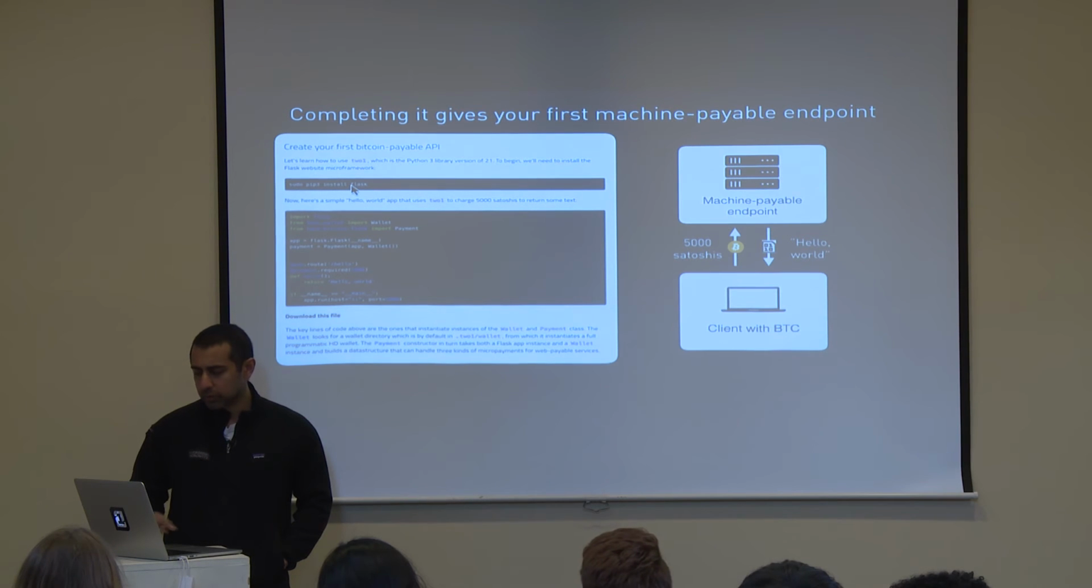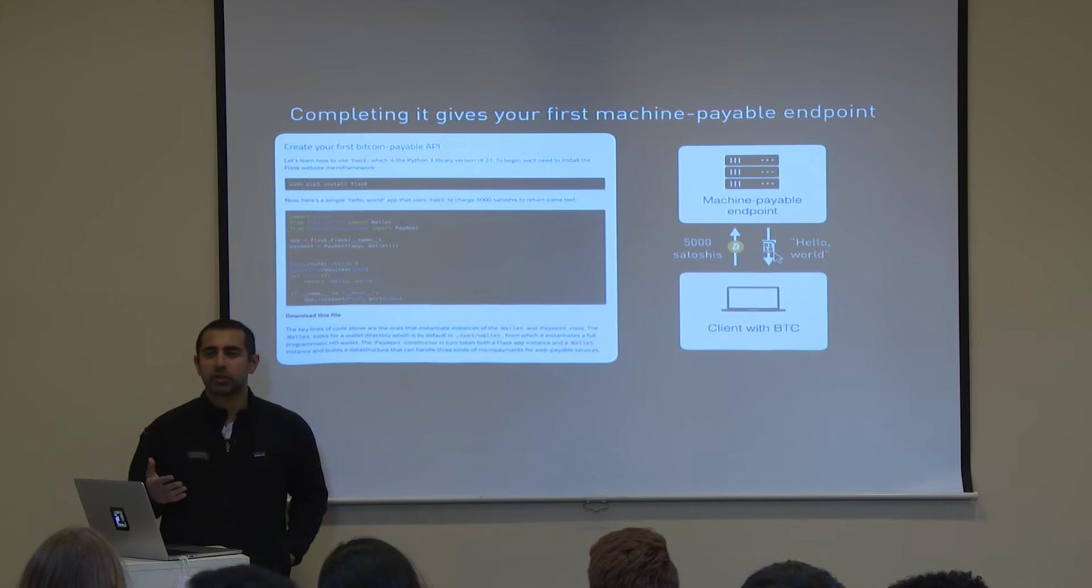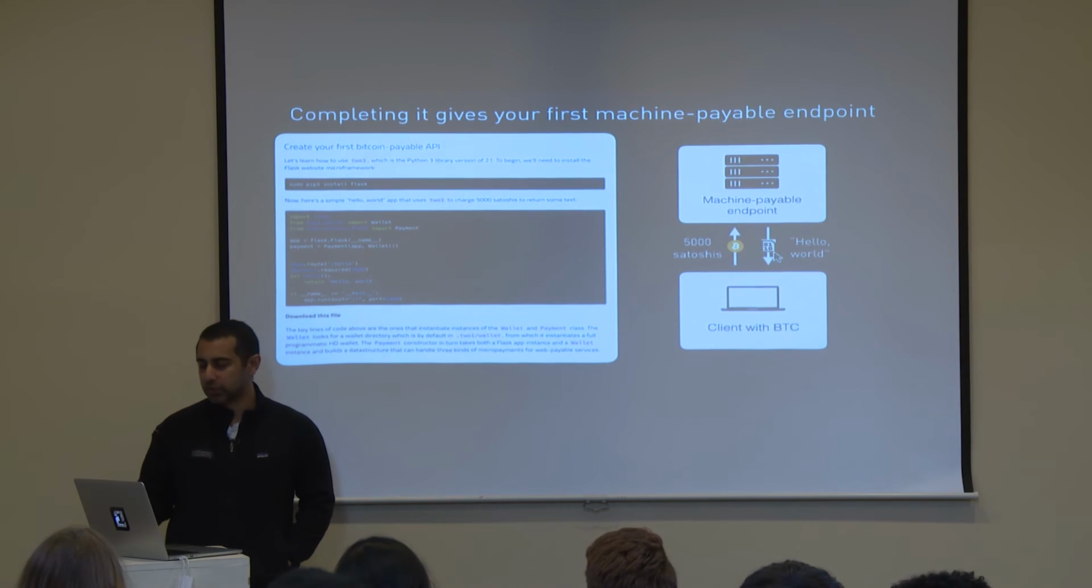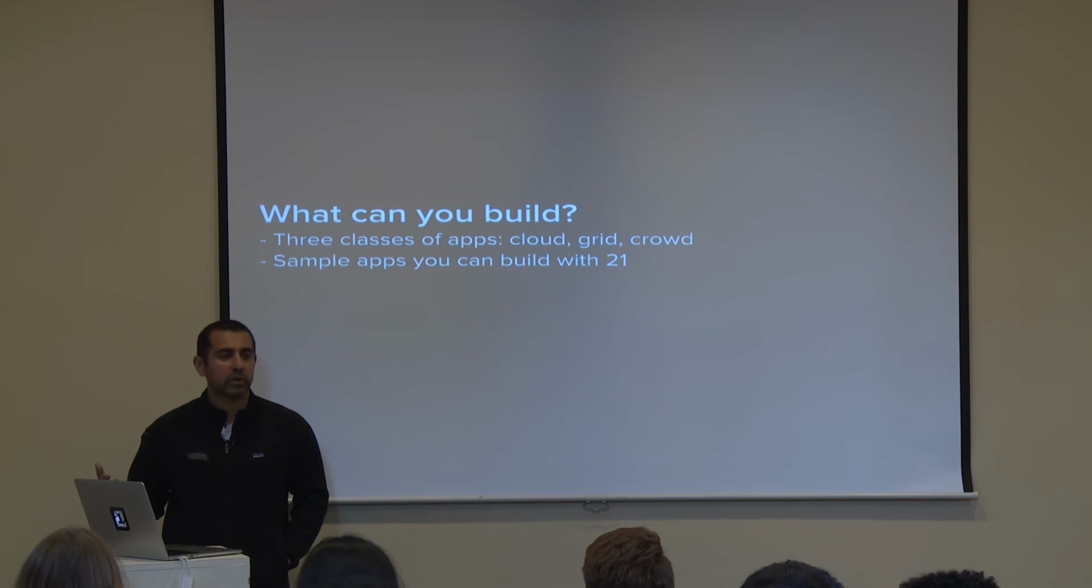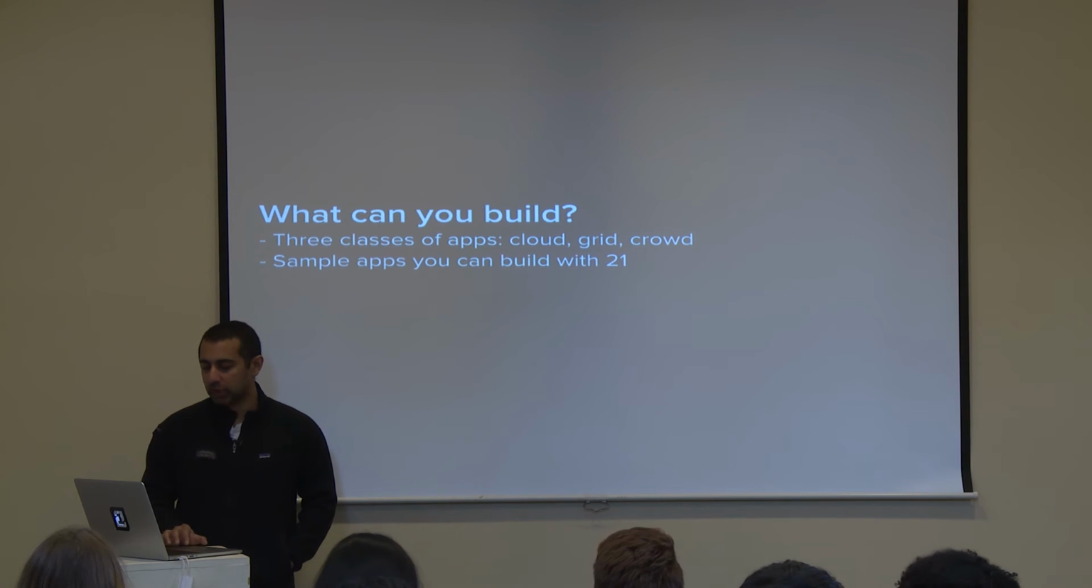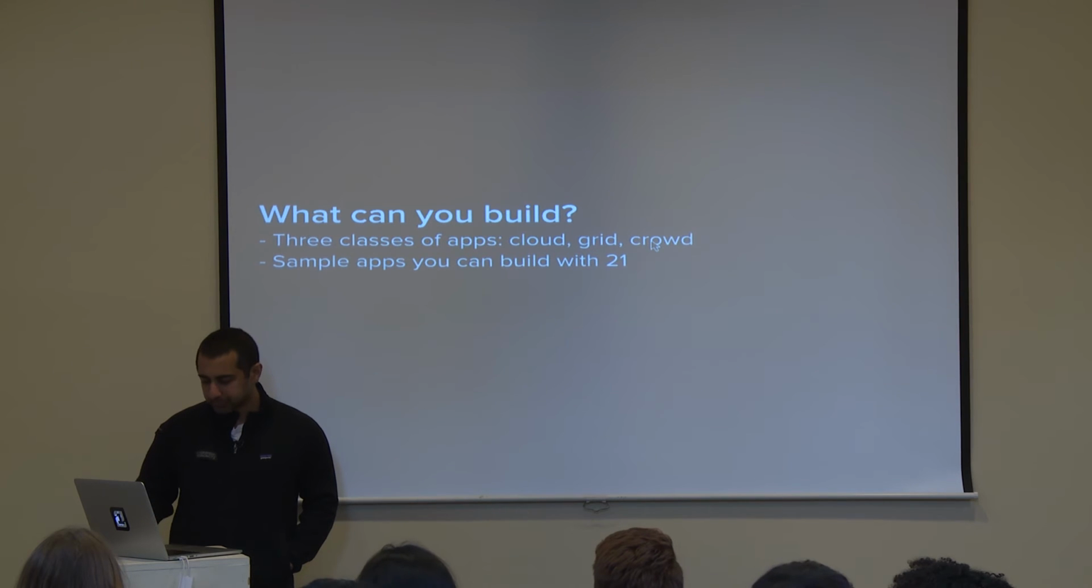Okay, so once you do this, you understand the concept, but now how can we apply this? And so I'm going to give several different kinds of examples. And we can classify those examples into basically three categories. There are three classes of apps that one can build with these machine payable endpoints. And those are cloud, grid, and crowd applications respectively, all right? So let me talk about these in turn.